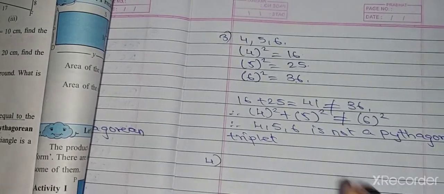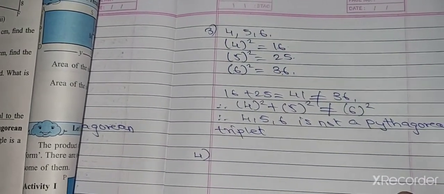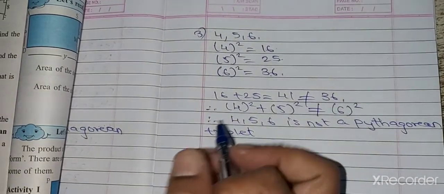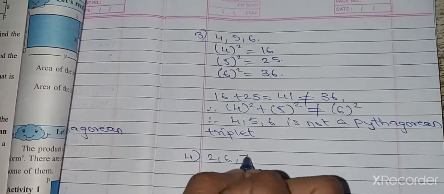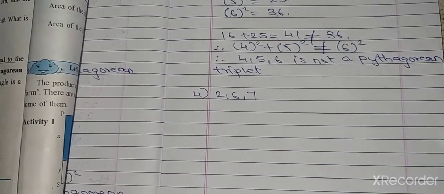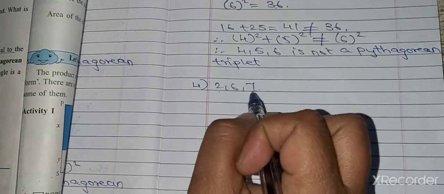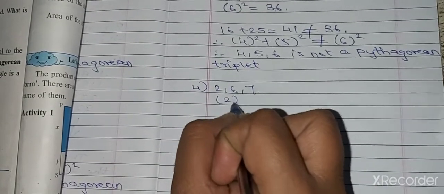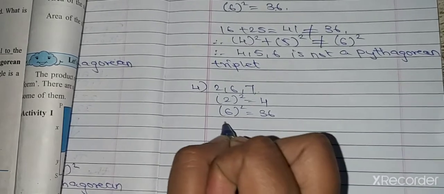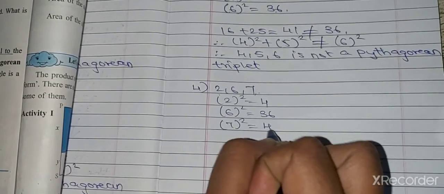Fourth sum. 2, 6, 7. First of all, we are going to find the square of all these three numbers. Which is the biggest number? 7. So, square of 2. 2 2s are 4. 6 square. 6 6s are 36. 7 square. 7 7s are 49.